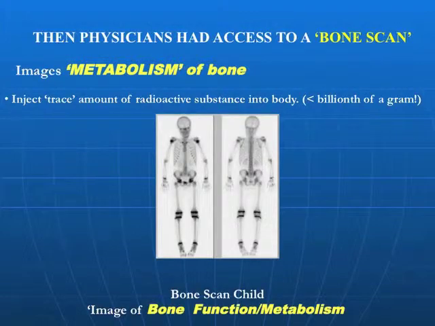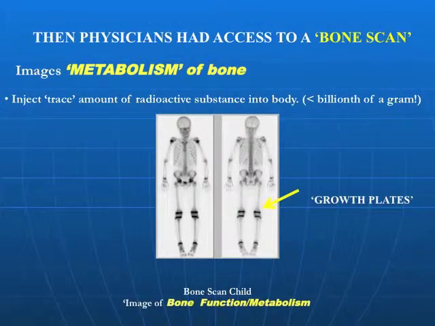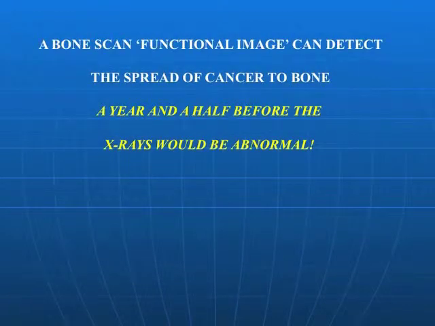Now, this is a bone scan image of a child, and these little black lines here, in fact, they're growth plates where bone turnover is very rapid. But what we really have is a map or an image of bone turnover. The blacker it is, the faster there's bone metabolism, and so that's an image of a bone scan. Now, a bone scan functional image can detect the spread of cancer to bone as much as 1.5 years before the x-rays would become abnormal.